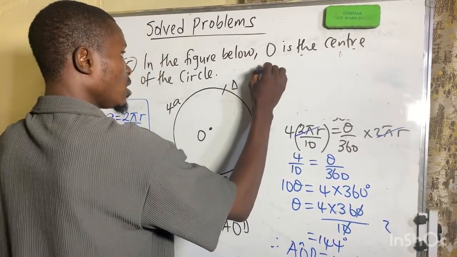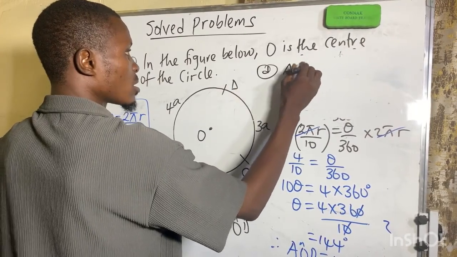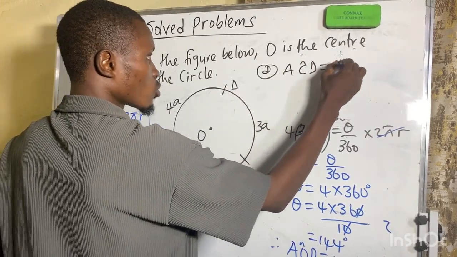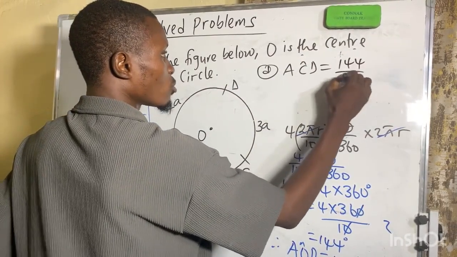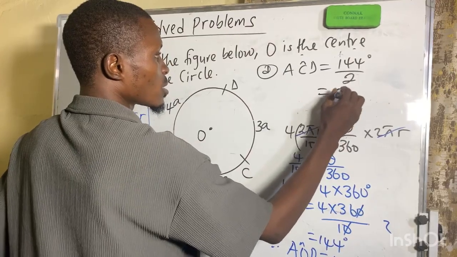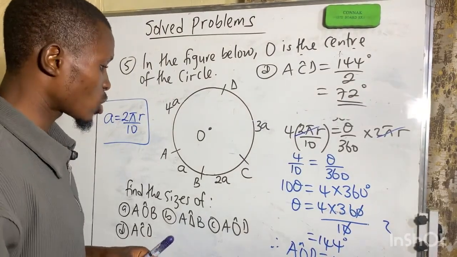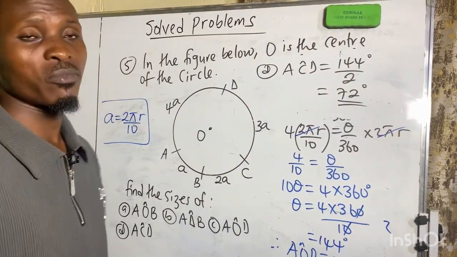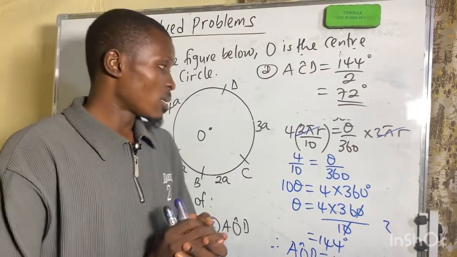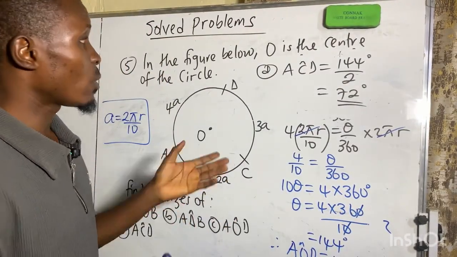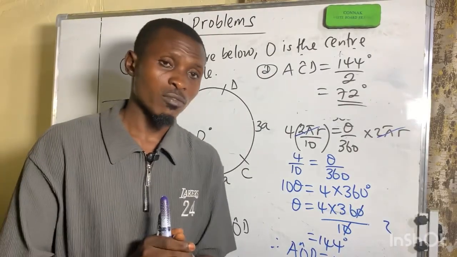So if AOD is 144, our ACD, clean this part. So D now, ACD will be equals to what? 144 divided by 2. That will give us what? 72 degrees. Reason, angle at center is twice angle at circumference. Simple as that. So with this now, I've come to the end of this part of the lesson.